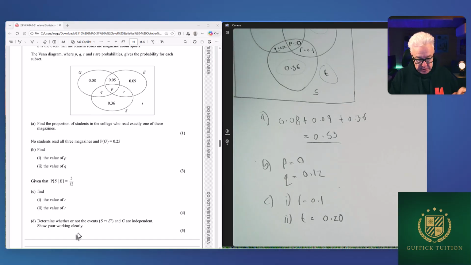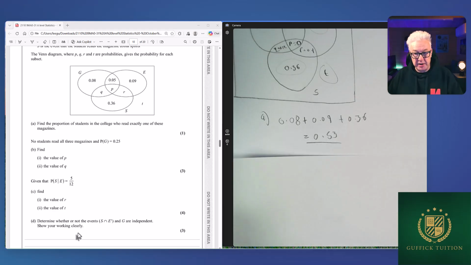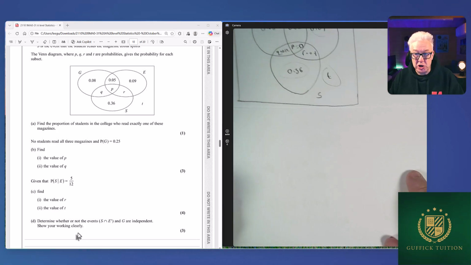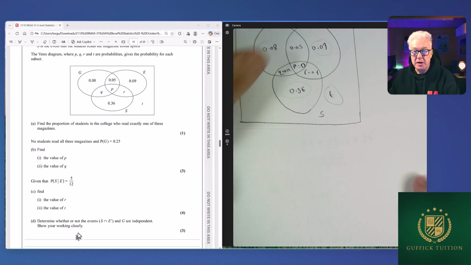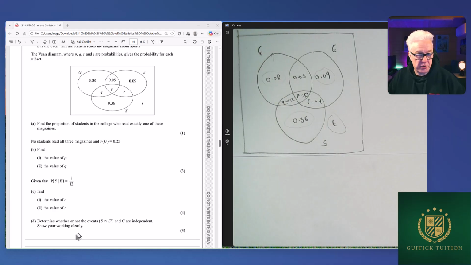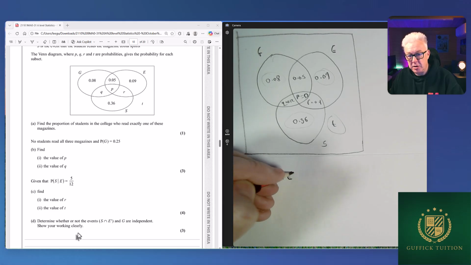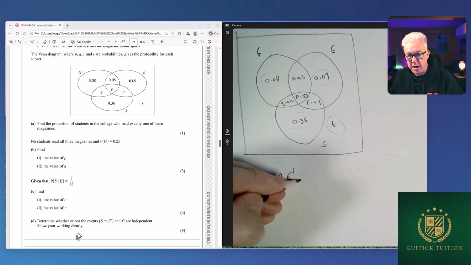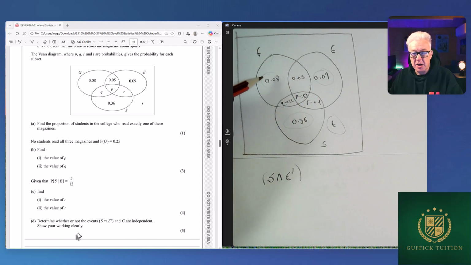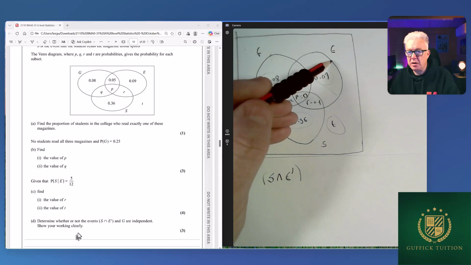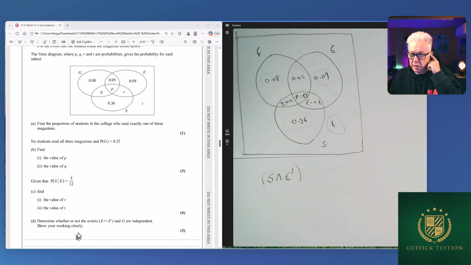So it says now, determine whether or not the events S given not E and G are independent of each other. So let's have a look and think about what are our probabilities. First of all, what is the probability of S given not E? Okay, so where is that one? S given not E. So given not E basically means it's as though E has kind of gone, okay? So E is completely out of the picture.